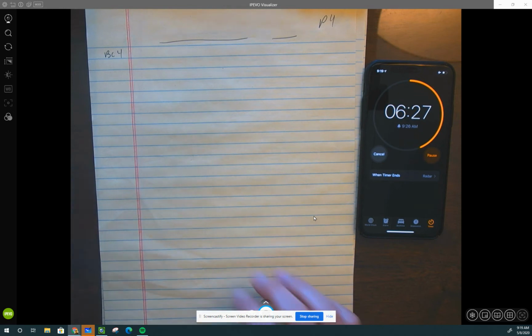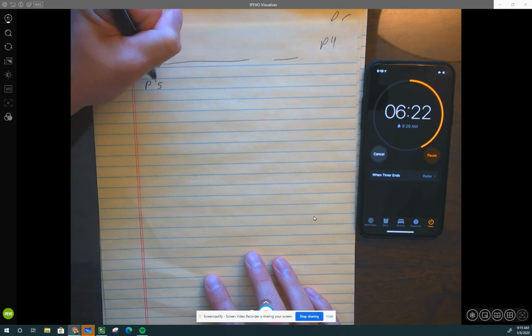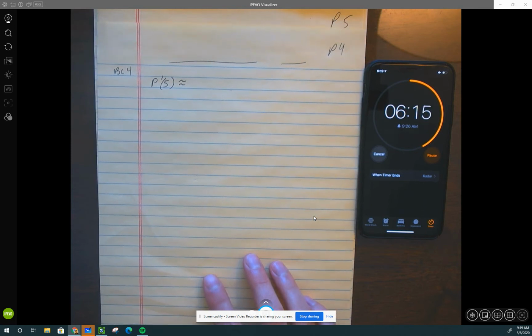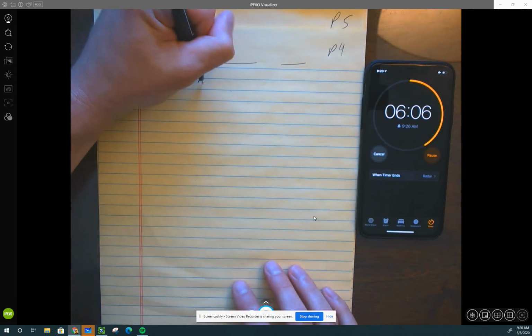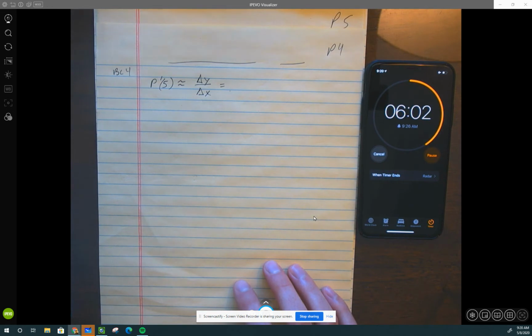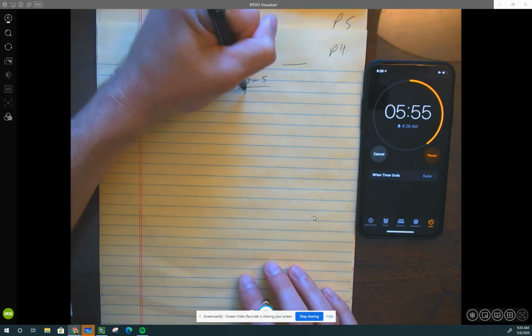There we go. BC4. P prime of 5 is approximately something. Oh, okay. Well, that's the slope, and I have the original. I don't know the point with saying approximated, so I just needed some sort of slope, change in y and change in x. So change in y over change in x, which is going to equal 10 minus 5 over 6 minus 4.